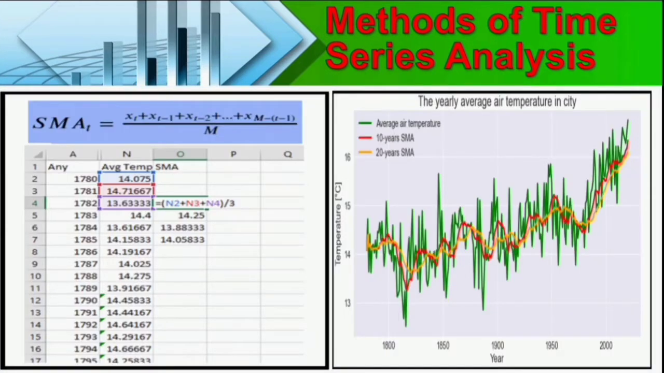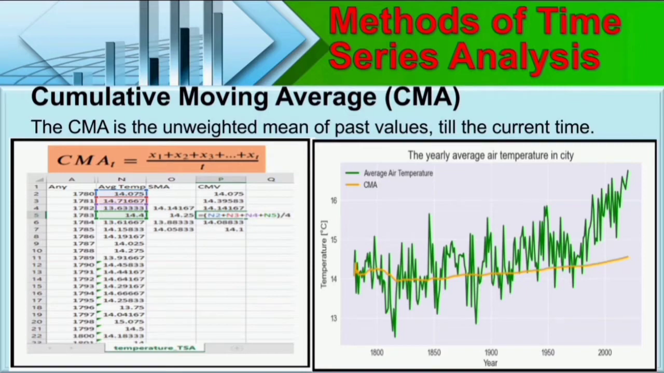Methods of time series analysis: cumulative moving average or CMA. The CMA is the unweighted mean of past values till the current time as shown in the table below.